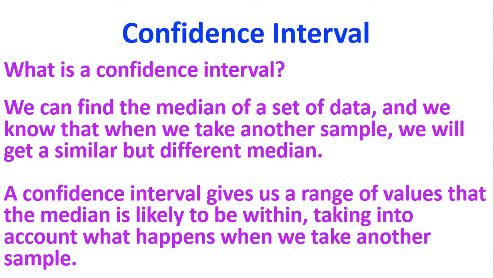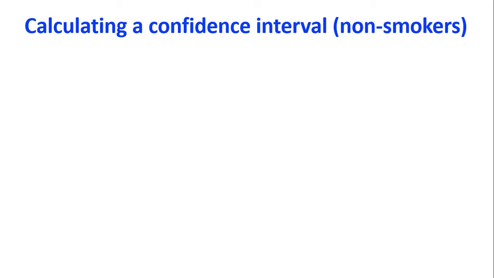And a confidence interval is giving us a range of values that median is likely to be within. And it takes into account what happens when we take more than one sample. So we can be pretty sure that the true population median is somewhere between our confidence interval limits. So let's have a look and actually calculate a confidence interval.